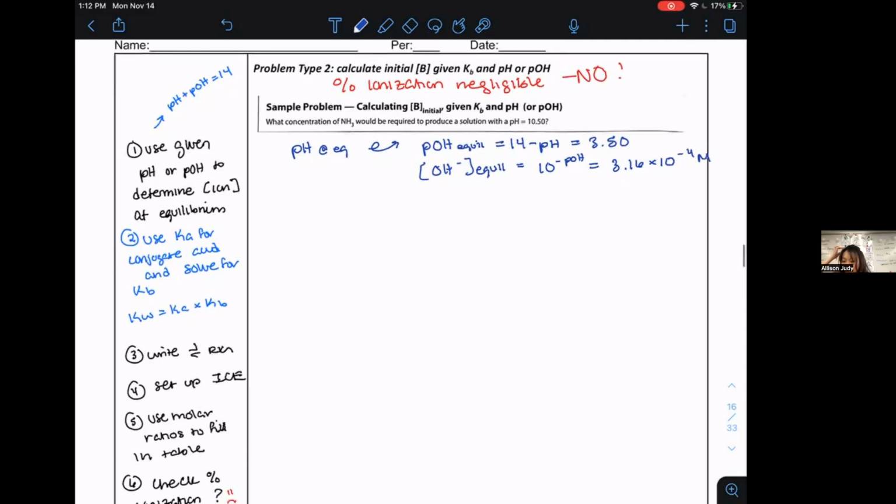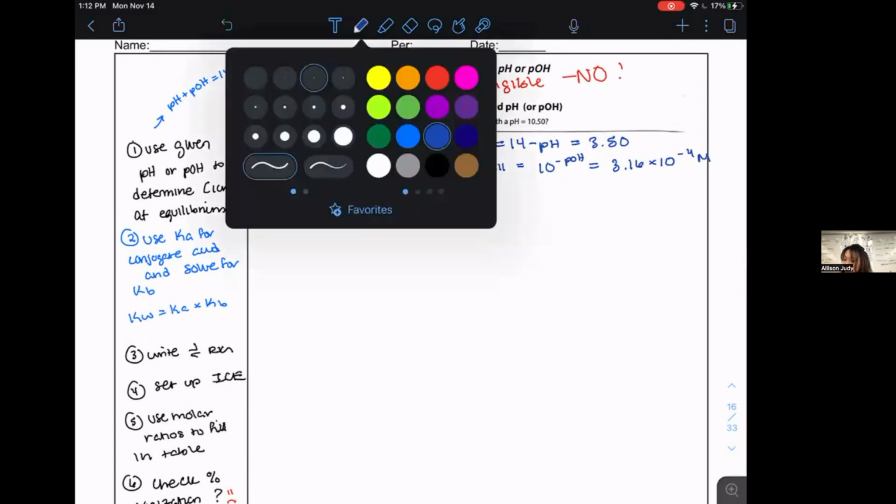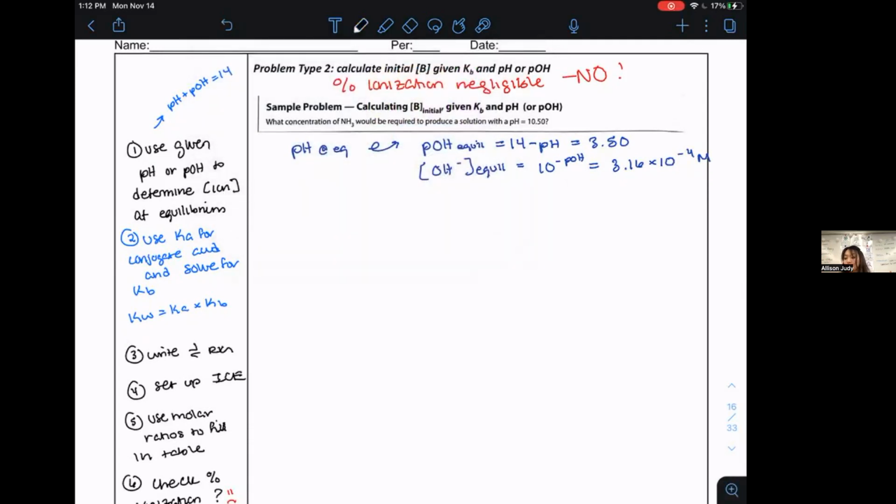Now that we figured that out, let's write out our equation and set up our ICE table. We could also just jump straight to knowing Kb. Given Kb, you would probably be given it in the prompt, but for this one you would actually have to look it up. Well, let me write out the equation, I think that would help better. So we have NH3 reacts with H2O, and here water is the better acid.